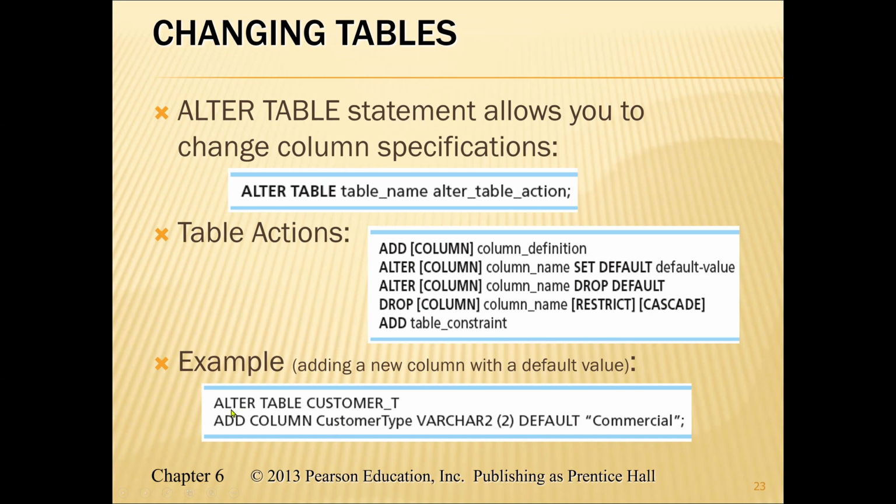So a good example here, let's say we have a table already called CUSTOMER_T in our database. So here we say ALTER TABLE, the table name. Then here we are adding a new column. So we say ADD COLUMN. The column name is CUSTOMER_TYPE. The data type is VARCHAR, and it will take only 2 characters. But the default will be commercial.